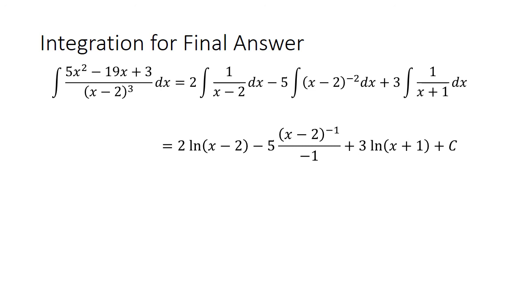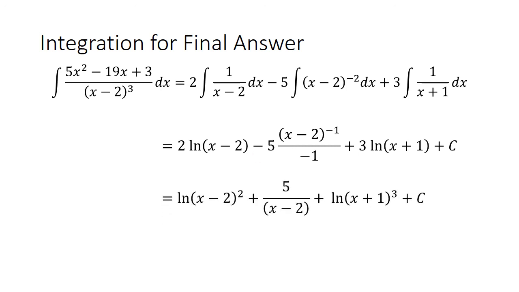The next step we're going to do is to tidy up the second term. So the minus 5 and the minus 1 cancel. It'll become plus 5, and then the x minus 2 to the power of minus 1 is brought underneath because the power is minus 1. In addition, we can simplify the formula by the basic rule that 2 times the log of x minus 2 is equal to the log of x minus 2 squared. So we can bring the 2 up here as a power, and we do the same thing over here. So we bring the 3 up as a power. We can simplify this equation form.